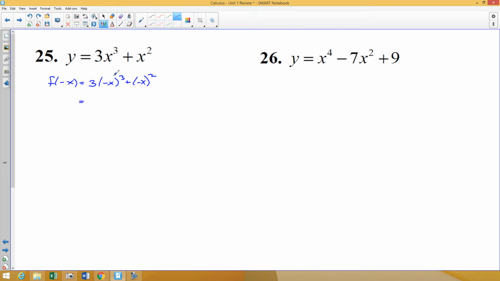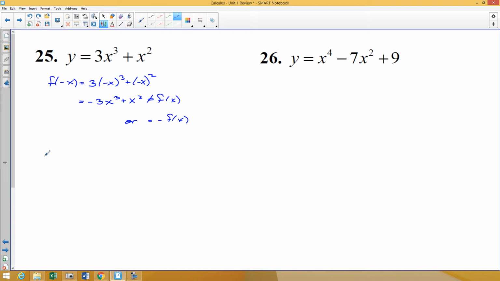3 times -x cubed will be negative, so -3x cubed, and if you square a -x cubed plus x squared. And then what you want to know is whether this is the same. Is this equal to the original function? Because if it is, it's even. Or is it equal to the opposite of the original function, in which case it is odd? Well, it's definitely not the exact same thing, because my original was 3x cubed plus x squared. I have a -3x cubed plus x squared. So it's not the original.